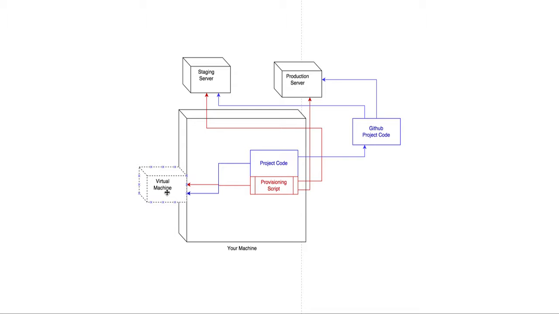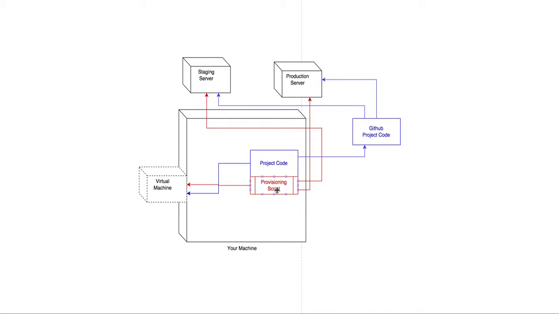So we'll use VirtualBox and Vagrant to spin up, let's say, an Ubuntu 14.04 machine, which is exactly what we're using in staging and production. So here, it's an empty machine. And then you run your provisioning script against your virtual machine exactly as you would against staging or production.